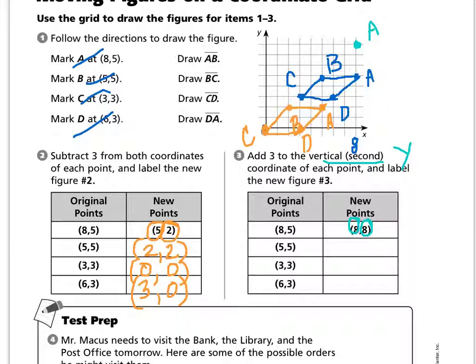I know that I have 5 staying the same, and 5 plus 3 is going to be 8. So I need to go over 5 and up 8. Mark that as letter B. Then I'm going to have 3 stay the same, and then 3 plus 3 is 6. So I go over 3 and I go up 6. And I'm going to mark letter C.